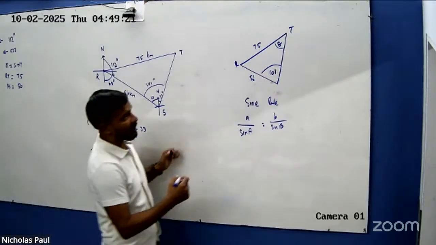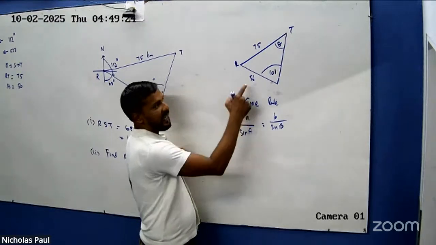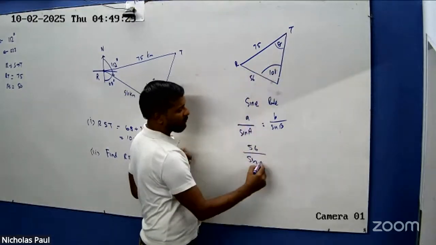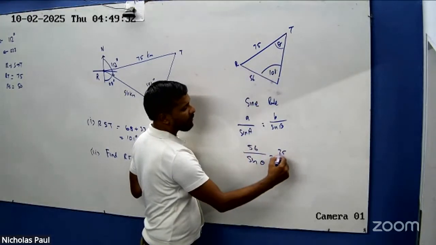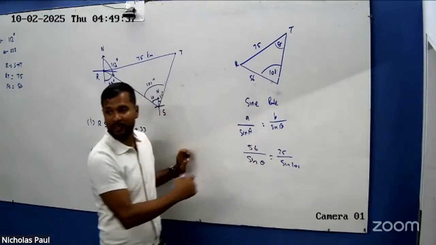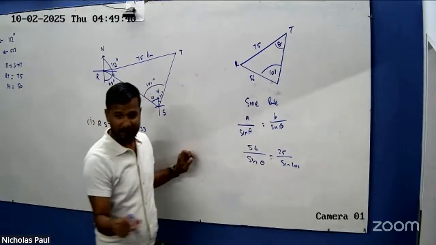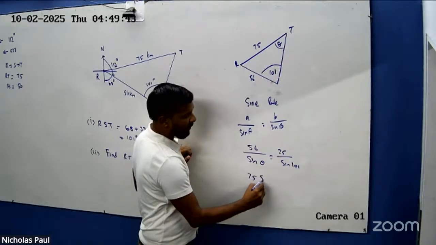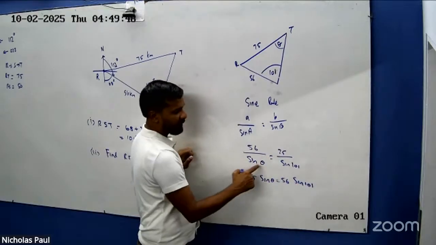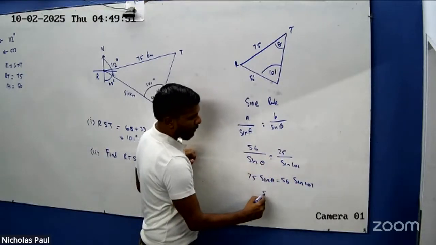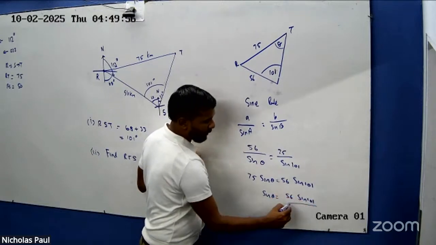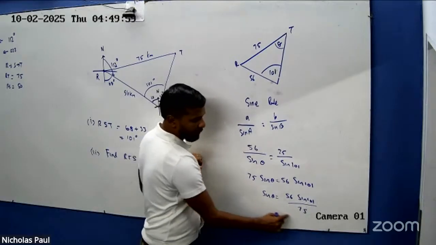Because of time, I'm just gonna jump in. A is the length, so it's 56 over sine of the angle, and 75 over sine of the angle. Two fractions equal, what do we do? Cross multiply. So we're going to get 75 sine theta equals 56 sine 101. Now sine theta is equal to 56 sine 101 over 75. Move across 75, it becomes divide.